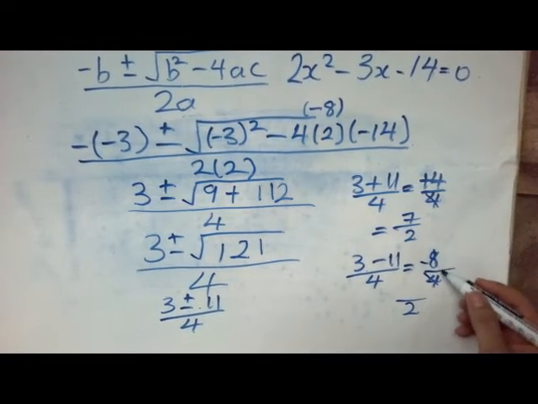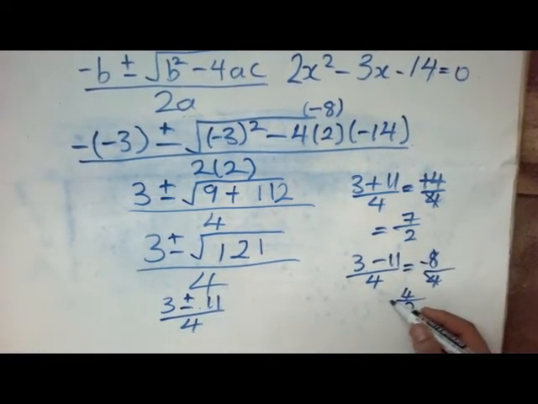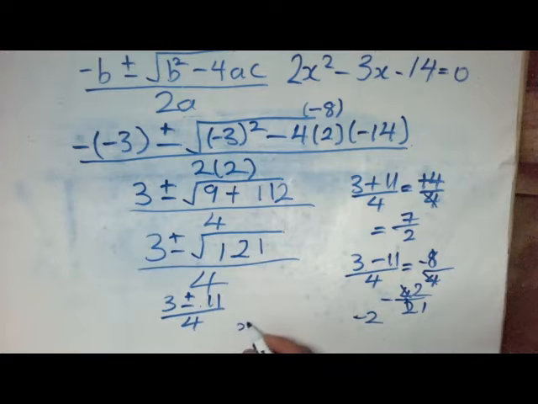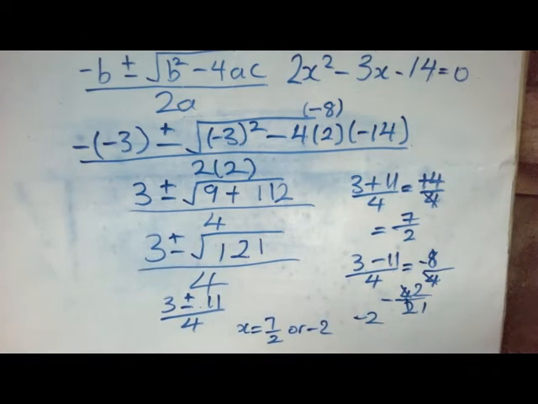2 into 8 is 4. We still have our minus. Is this the least we can go? No. 2 into 2 again will give us 1. 2 into 4 will give us 2. So 2 over 1 is still 2. So we now have minus 2. So our final answer in this problem becomes x equal to 7 over 2 or minus 2 as our final answer.